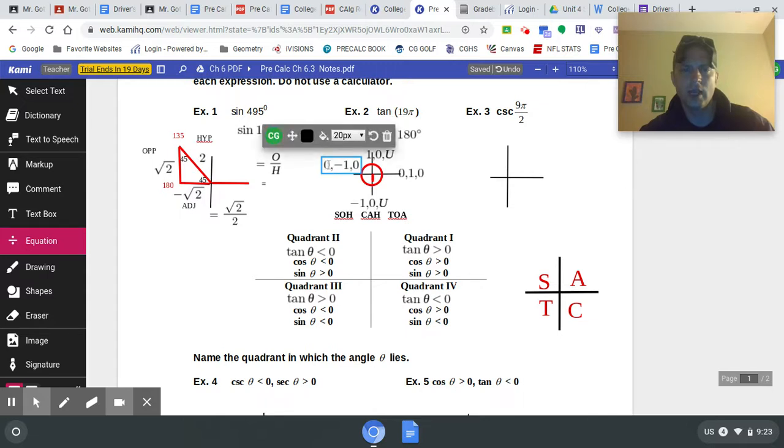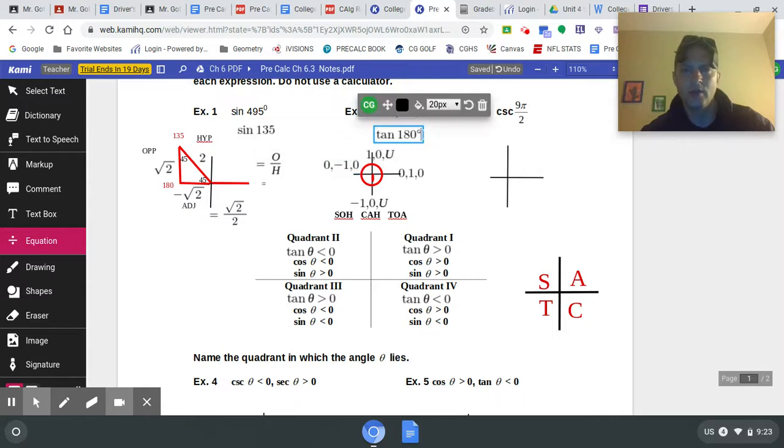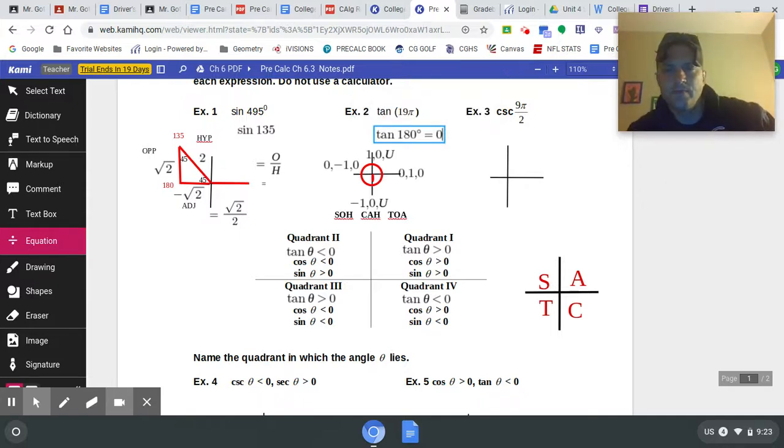So over here, we're looking at 180 degrees. That's sine. Sine of 180 is 0. The cosine of 180 is negative 1. And the tangent of 180 degrees, the tangent of 19 pi, is also 0. So final answer, 0. Final answer. Okay. We can do the exact same thing for cosecant.